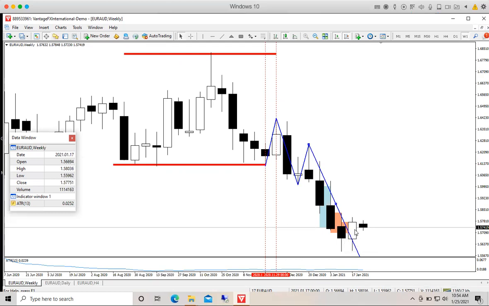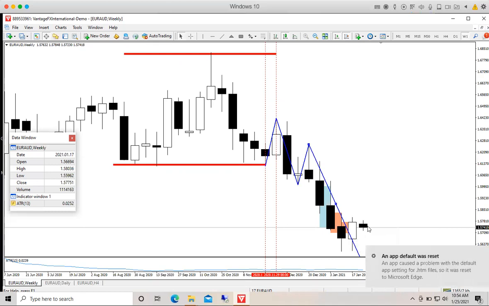That's the high we're looking at. Yeah, so this is an inside bar. So yes, you could potentially have done that. You could have looked to short that.